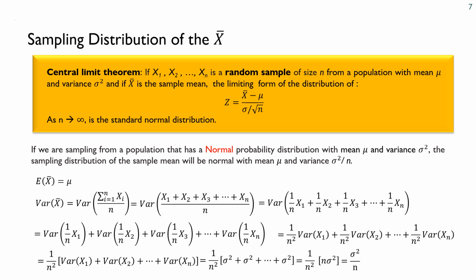If X bar is following a normal distribution with parameters mu and sigma squared over n, we can standardize X bar by subtracting the mean and dividing this subtraction by the standard deviation. As a result, if X bar is approximately following a normal distribution, then Z should approximately follow a standard normal distribution.